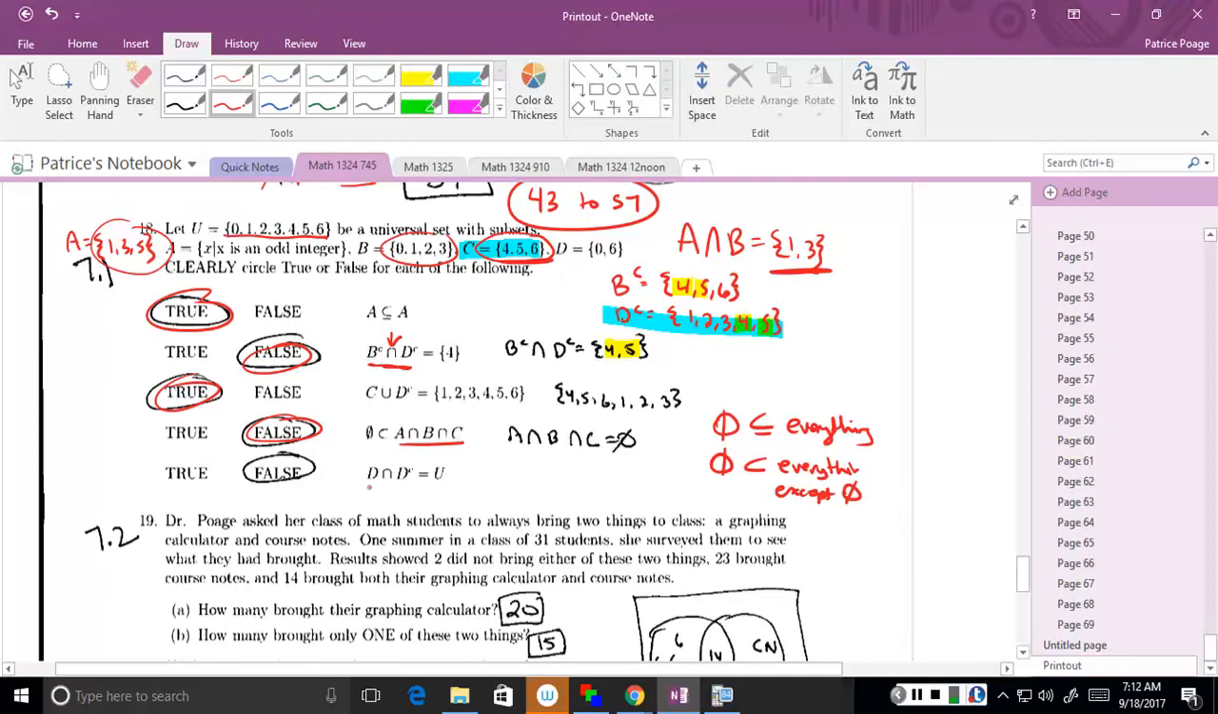This says if we take D and intersect it with not D. Think of a Venn diagram here. Here's D, okay? If D had the number 1 and out here had the number 2, we're looking at 1 and not in D is 2. What do they have in common? Nothing. So that would equal the empty set, not the universal set.